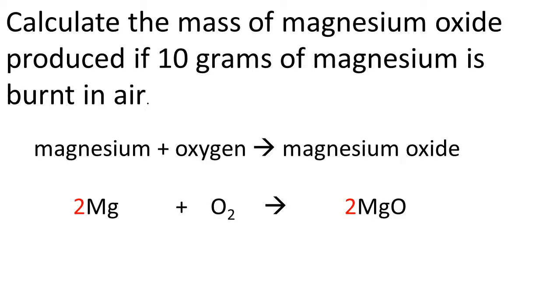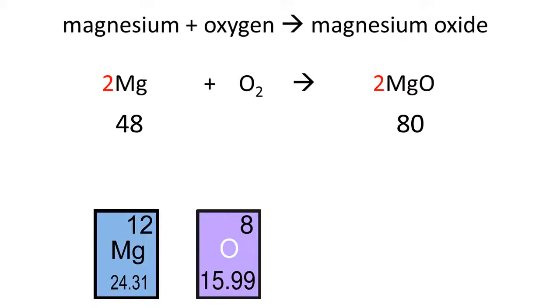The next thing we're going to have to do is work out the relative formula masses of these things. Now, the question said calculate the mass of magnesium oxide if 10 grams of magnesium is burnt. It doesn't ask for the oxygen, so don't worry about it. Don't waste your time working out the relative formula mass of oxygen here. We're only interested in the magnesium and the magnesium oxide. So, if you've watched the videos previously, you'll know that magnesium has a mass of 24 and oxygen has a mass of 16. So you should be able to work out those relative formula masses quite easily.